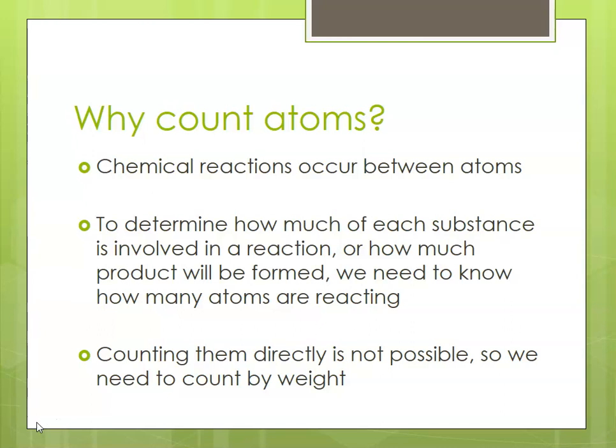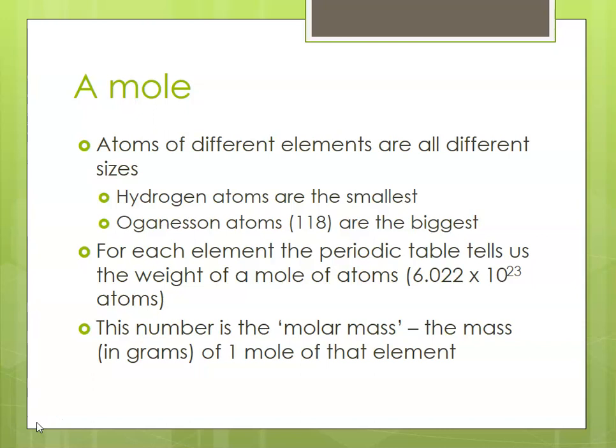The number of particles is all going to be determined by weight. And we use this concept called a mole. Okay, like I implied before, different elements have atoms with different numbers of protons and neutrons, and that's going to determine their masses. So hydrogen atoms have 1 proton and usually no neutrons, and so they're not going to weigh very much at all. Oganesson atoms, the biggest and newest discovered ones in the periodic table, have 118 protons and I don't know how many neutrons, so they're going to be the biggest and weigh the most.